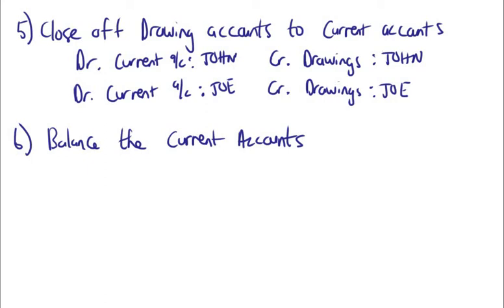The way we do that is we debit current account John, credit drawings John. We debit current account Joe, credit drawings Joe. It's very important when you do the contra account that you have to indicate current account John, not just current account. And then the last step is to balance the current accounts. So your current account should look something like this over here by the time we're done.